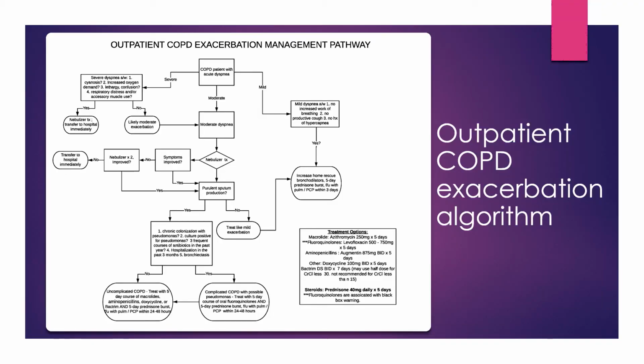You have a patient who presents with COPD, a COPD patient that has shortness of breath. First, you have to decide, is it severe, moderate, or mild? The severe patient is the patient who is cyanotic. They have increased oxygen demand, they're confused, they're lethargic, they have respiratory distress and use accessory muscles. Those patients are stabilized with nebulizers and then immediately go to the hospital. They are hypoxic, they need to be hospitalized, no question about it.